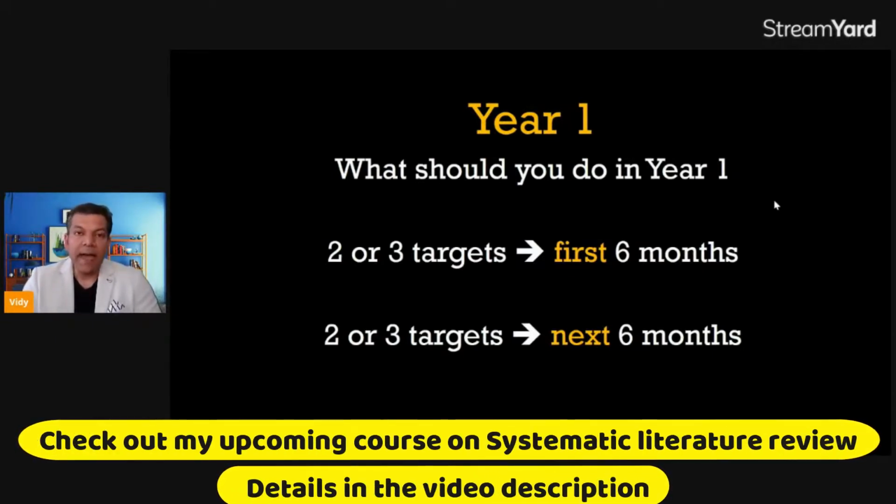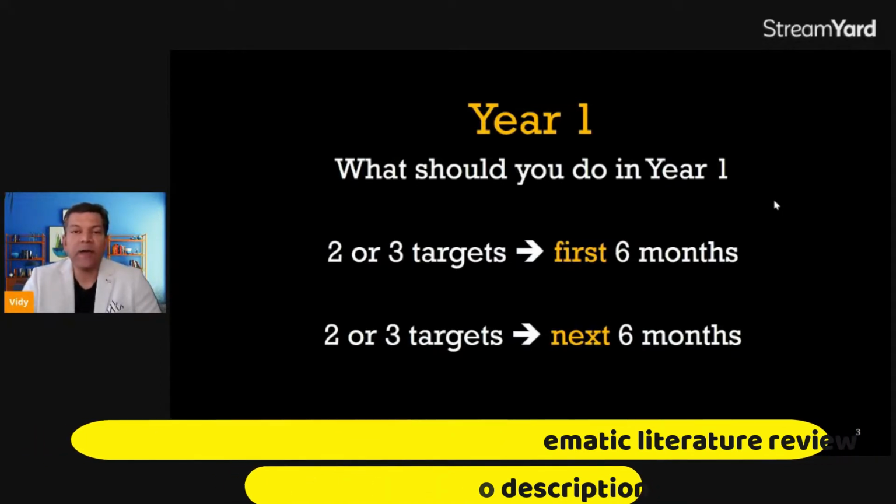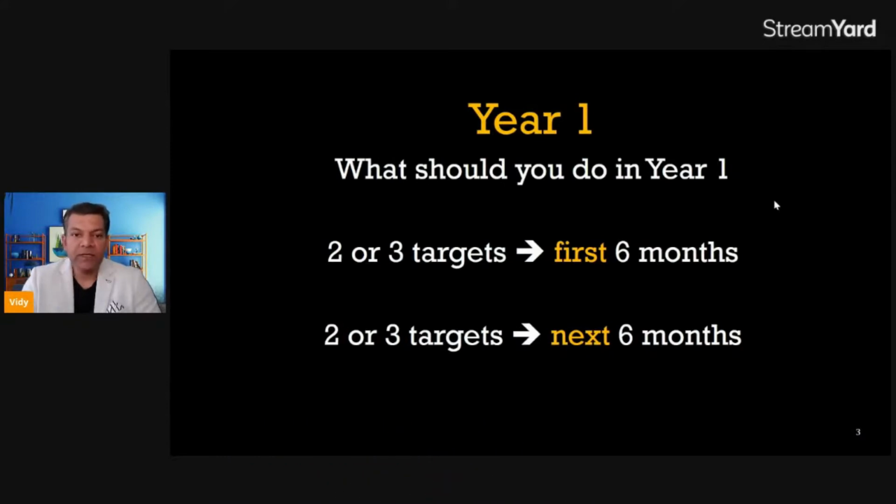So broadly, I break the first year of your PhD into two categories, or two semesters for that matter. In the first 6 months, you should aim for 2 or 3 large major targets, and similarly another 2 or 3 targets for the second half of year one. In the first 6 months, you will most likely be working on refining and finalizing your research proposal and identifying and finalizing your research questions.